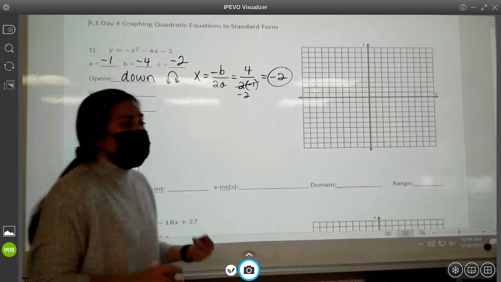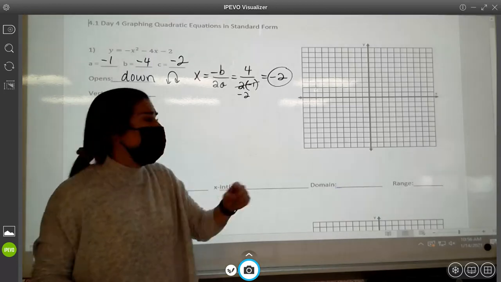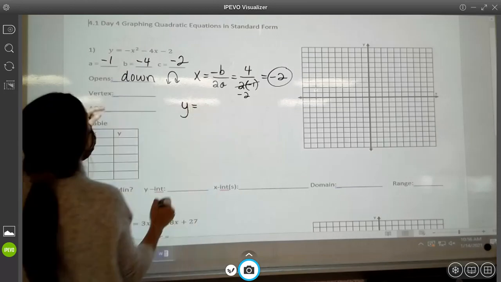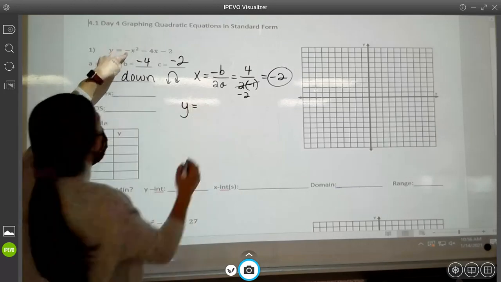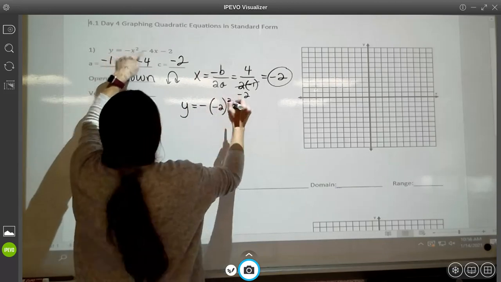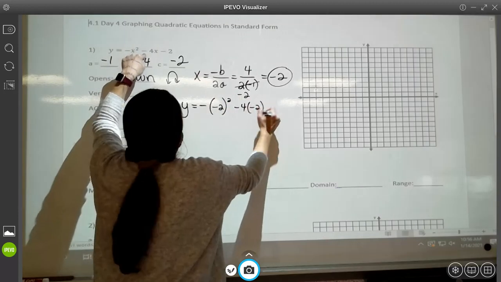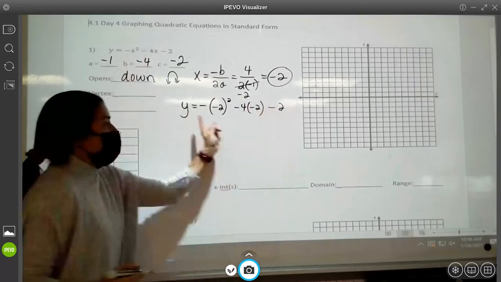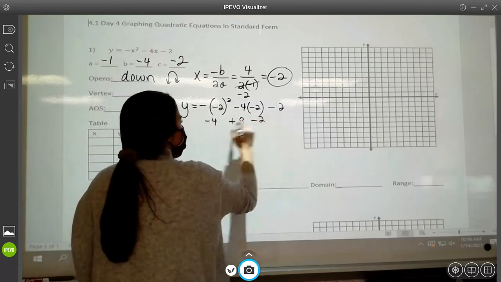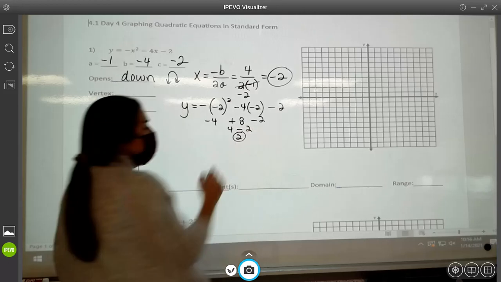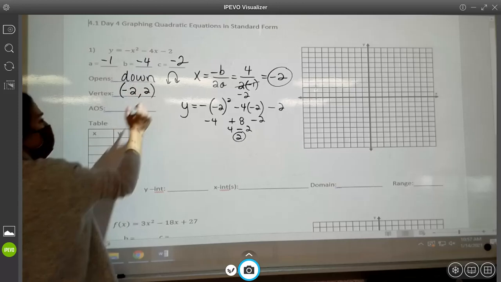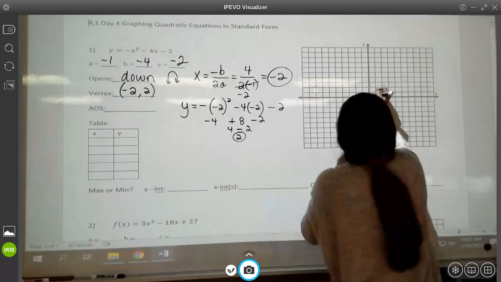And unfortunately, even with the pattern, you're still going to have to do at least one plug-in to find out the y-coordinate of your vertex. So let's plug negative 2 in. Remember, that negative is not part of what you are squaring, so leave it on the outside. Then plug in negative 2, square it, minus 4 times negative 2, and then minus 2. Plug that into your calculator, or you're going to get negative 4 plus 8 minus 2, 4 minus 2. You get positive 2 as your y-coordinate. So that makes your vertex the point negative 2, positive 2. So throw it on the graph as soon as you get it. Left 2, up 2.